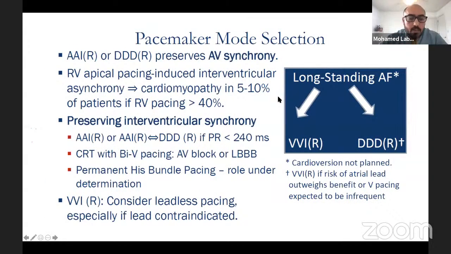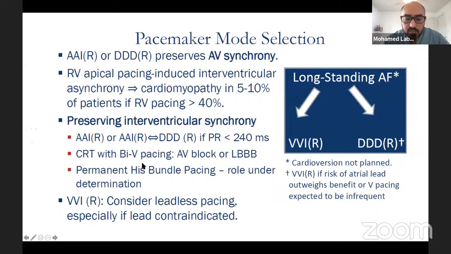All right, now we talked about RV pacing. If you pace in the RV unnecessarily, that's not good, because about 5 to 10% of patients with RV pacing all the time, if they pace more than 40% in the RV, they can develop cardiomyopathy. One way to avoid that, as we said, is the RV minimizing algorithm, like the MVP, for example.